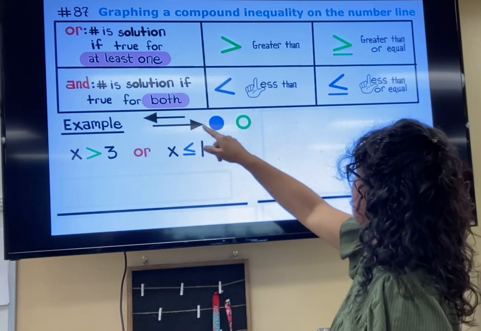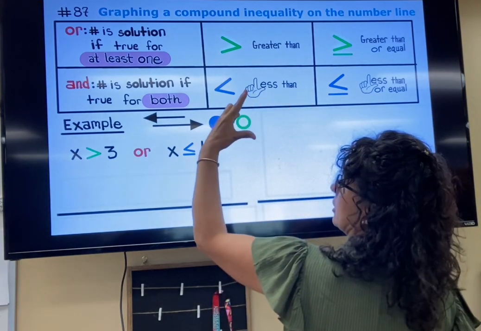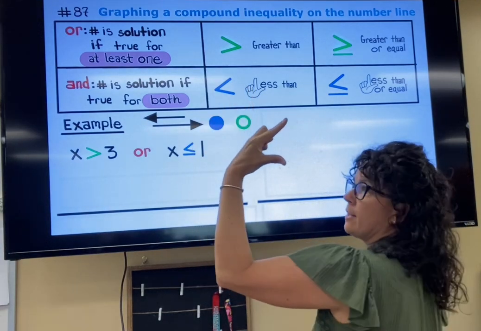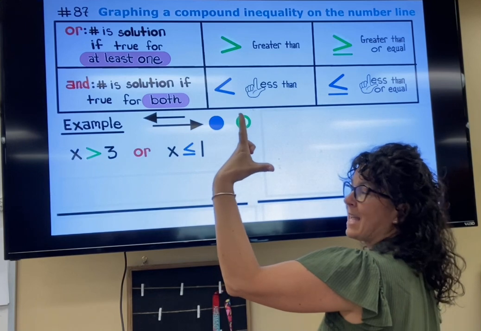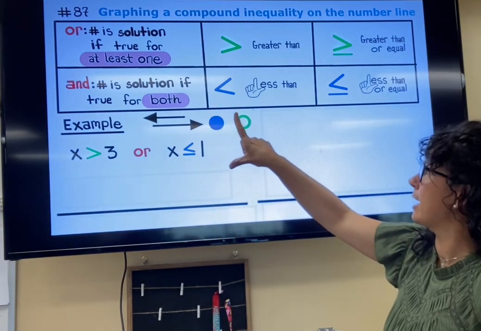A couple other small things, I guess, is just a reminder that if you have this inequality, when you open that up really big, it makes the letter L. So when you read that, L, less than. And so this one does not make an L, so that one's greater than.